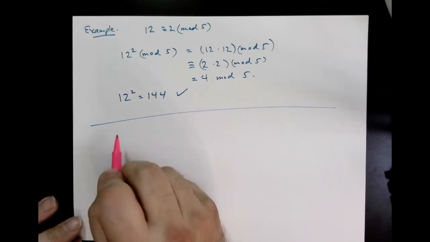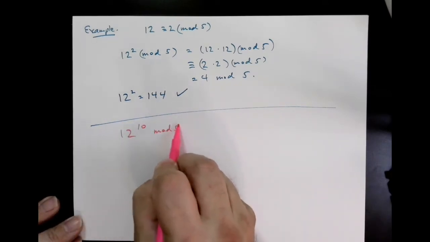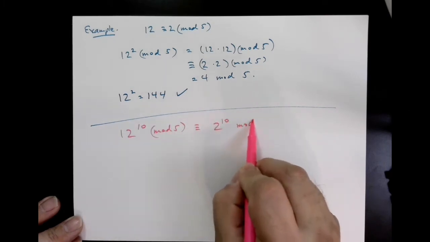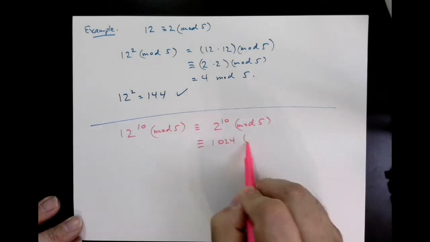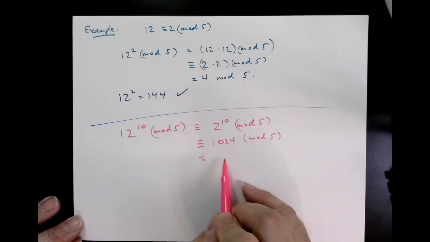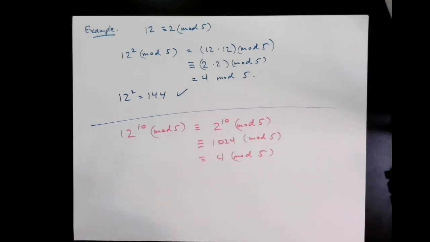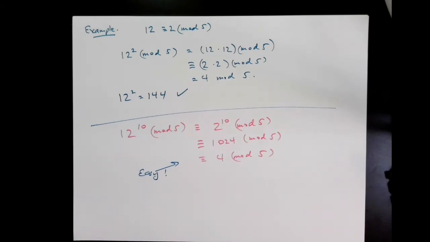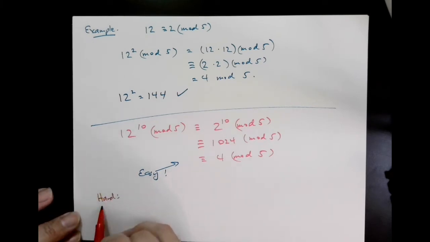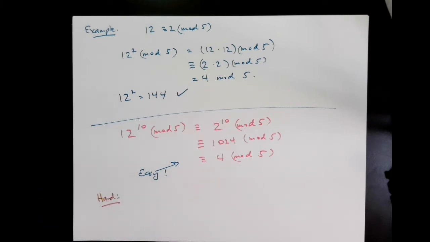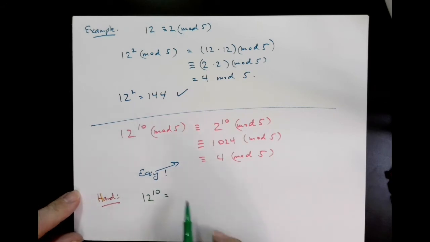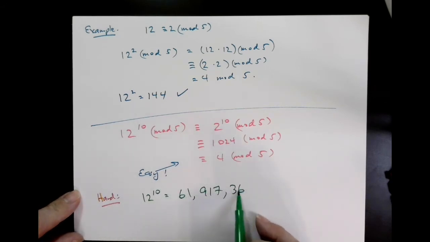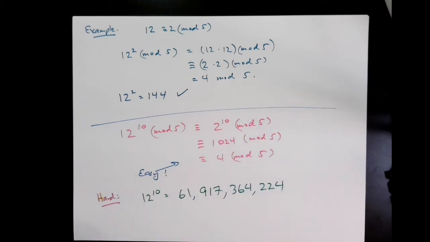But we can use this to get some really nice computations. For example, 12 to the 10th power is congruent to 2 to the 10th power modulo 5. Well, 2 to the 10th is 1024, and that's congruent to 4 modulo 5. Therefore, 12 to the 10th is congruent to 4 modulo 5. This one would be harder to check directly. In fact, 12 to the 10th actually turns out to be 61,917,364,224. And if we look at that, we can see that it has a remainder of 4 when we divide by 5. But this is pretty hard to do by hand, and I'll admit that I used a computer for this.